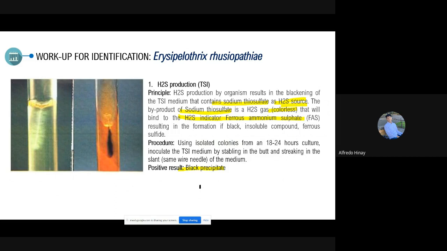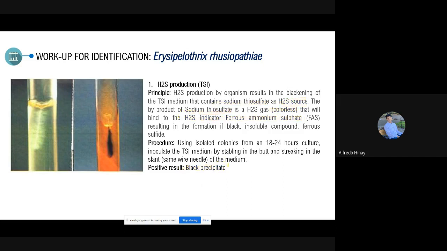Pag kinain na si H2S source, class, ano yung product? Di ba? Every time na may kakainin ka, may ilalabas, di ba? And then, that is your hydrogen sulfide, class. Your hydrogen sulfide is a colorless gas. So as a medical technologist, we cannot appreciate and observe a colorless gas. Tama? Kaya may H2S indicator. Andun na yung H2S indicator sa TSI. So kakabit na si ferrous ammonium sulfate sa H2S gas. Kaya nagkakaroon tayo ng black precipitate, class.